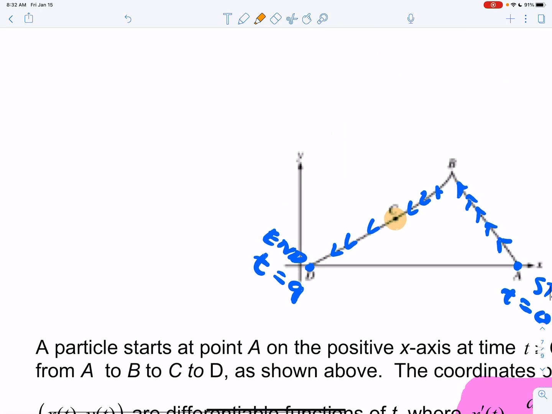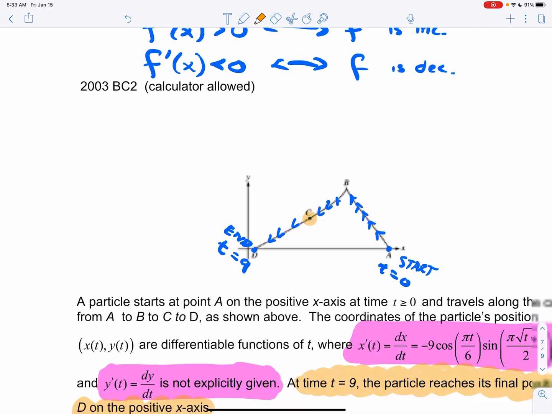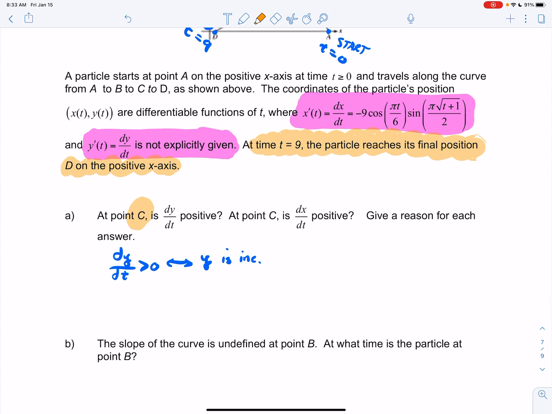So at C, take a look at those blue arrows. Is the y value increasing or decreasing in value? Since this particle is traveling downwards, we can say dy dt is not positive since y is decreasing or going down. And it's that simple. There are no trick questions to that. So we got that one done.